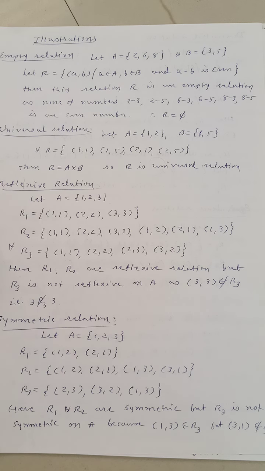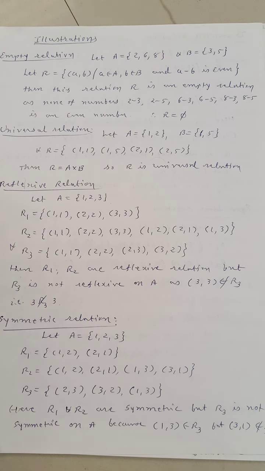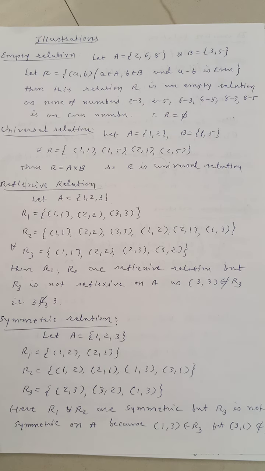So R is called a universal relation. Here we choose two sets and A cross B, because A and B are different sets I select. And then if R is A cross B, we call it a universal relation. If you have only one set A and you write A cross A, then we say R is a universal relation on set A.